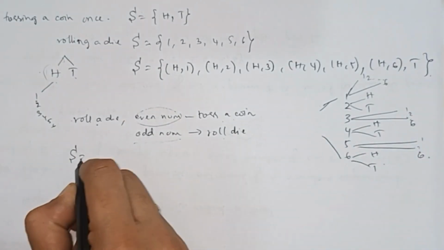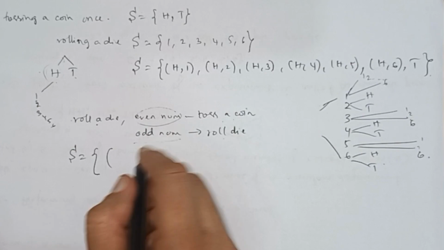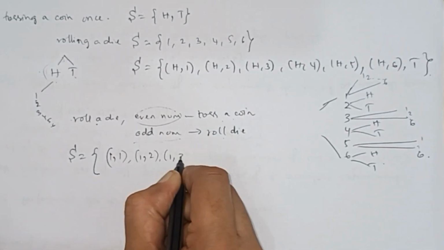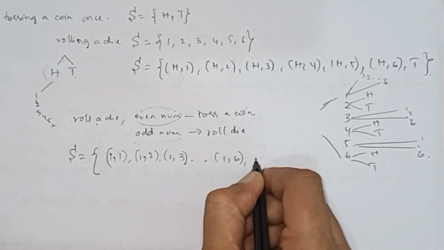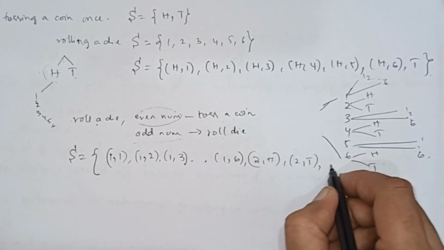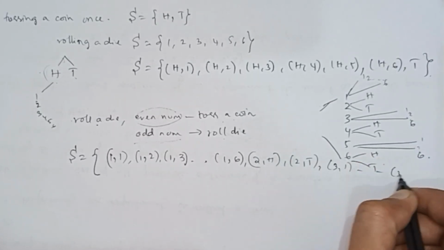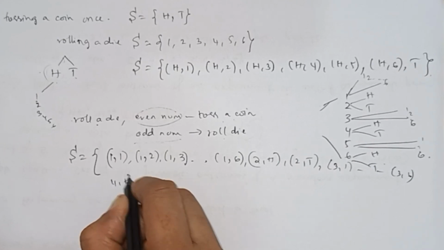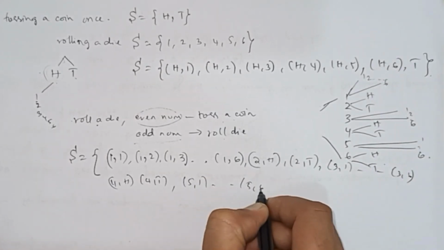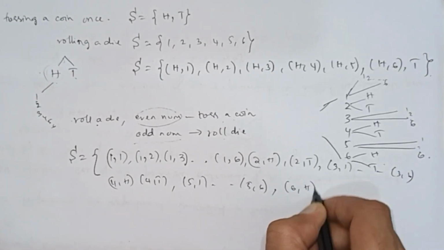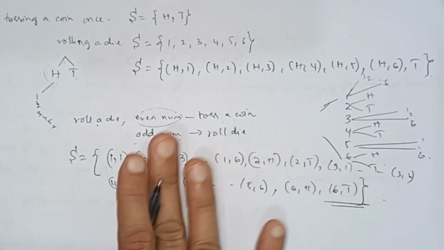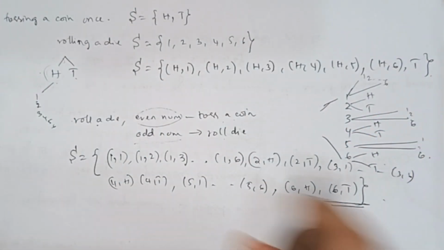Therefore, the sample space becomes 1,1; 1,2; 1,3 and so on up to 1,6. With the 2: 2,H; 2,T. Then with the 3: 3,1 to 3,6. 4,H and 4,T. Then 5,1 to 5,6. Then 6,H and 6,T. So this is how we write the sample space for any given random experiment.